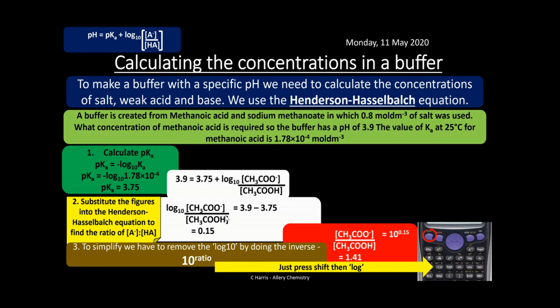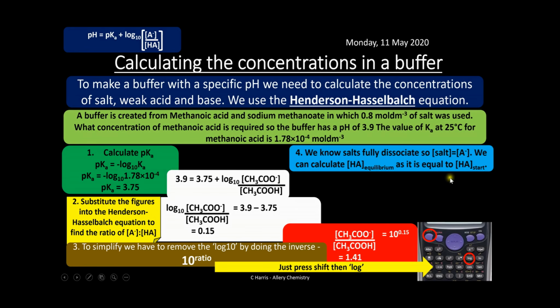So here we go. Here's our calculator back again. Remember, to do the inverse log, we just press shift and then log, and that gets us the 10 with the little flashing box next to it. So all we do is put 10 and then 0.15 into our calculator, and then we get our ratio. This ratio here equals 1.41. Okay, no logs in there, nice and simple.